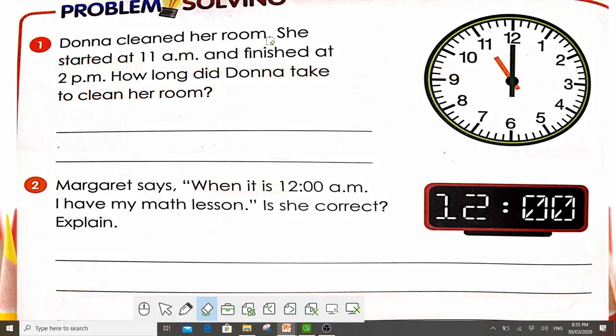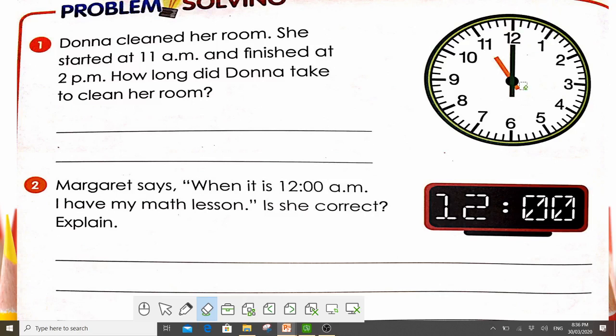Donna cleaned her room. She started at 11 a.m. and finished at 2 p.m. How long did Donna take to clean her room? So she started at 11 o'clock a.m. in the morning and finished at 2 p.m. afternoon. So, how long did Donna take to clean her room?